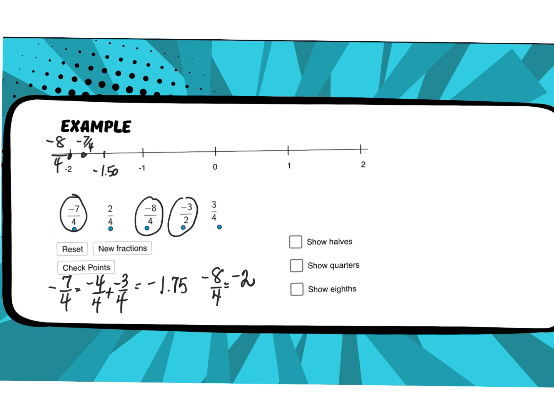And now we have to look at negative 3/2. Well, negative 3/2 is the same as negative 2/2 plus negative 1/2. And that would be a negative $1.50. So negative 3/2 would be right in the middle.